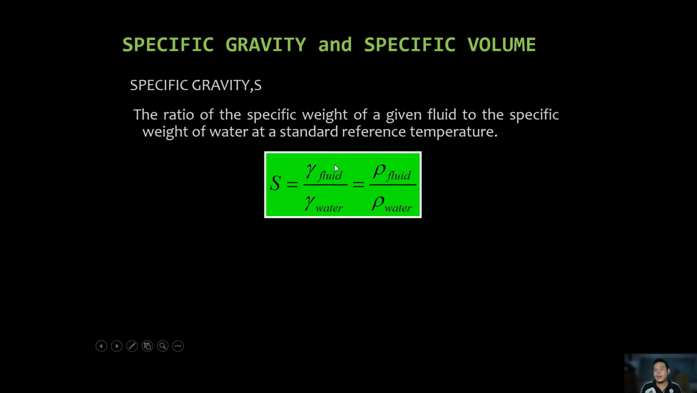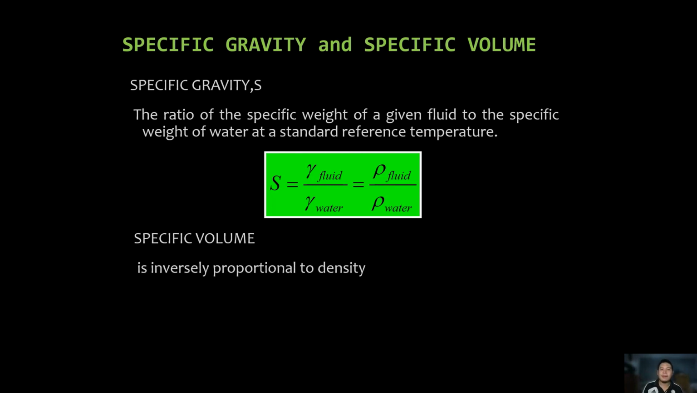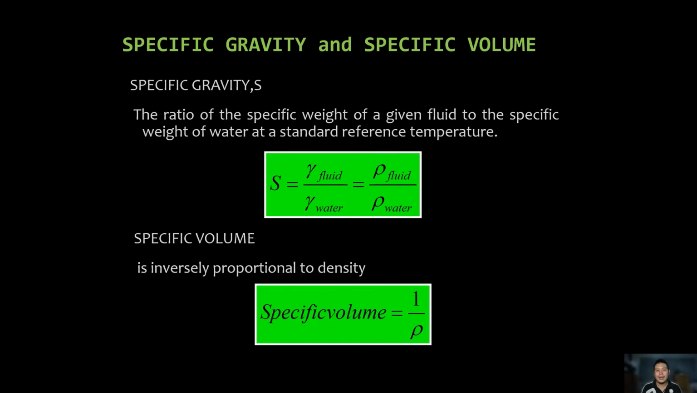Vice versa, you can just make an algebraic manipulation depending on what is given and what is asked. So in specific gravity, this is our general formula. Now, specific volume is just inversely proportional to density. Specific volume is just 1 over rho.